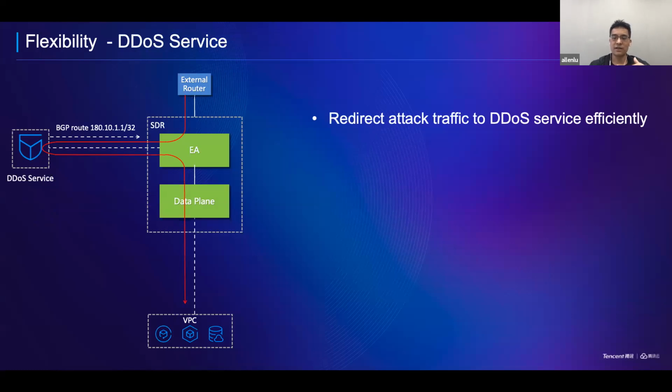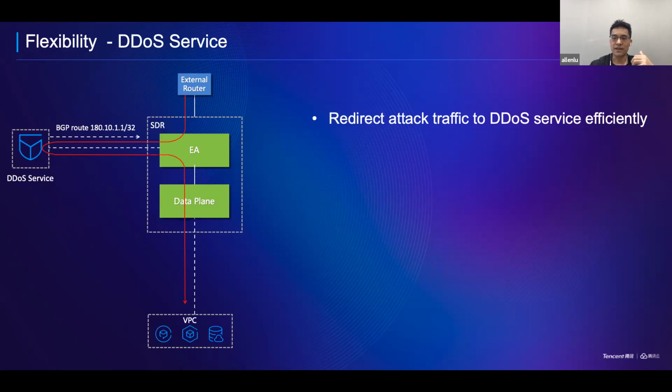The attack traffic we just described is forwarded based on layer 3 routing table. That means the EA has to act as layer 3 switch. However, in our design, EA works at layer 2. How can a layer 2 switch forward traffic based on layer 3 routing table?